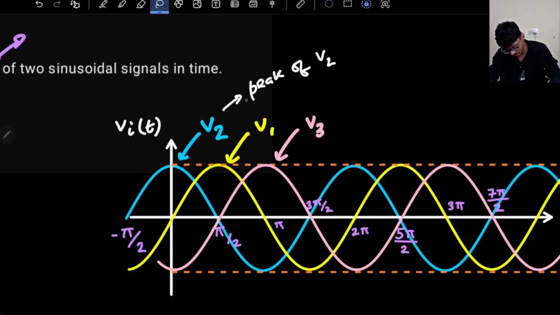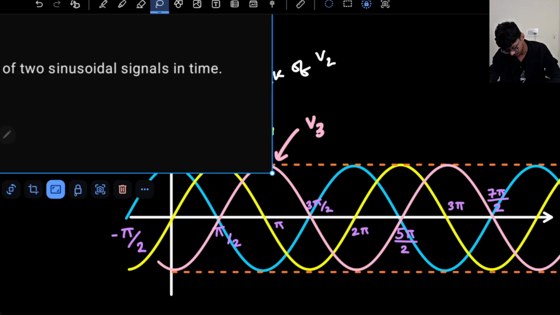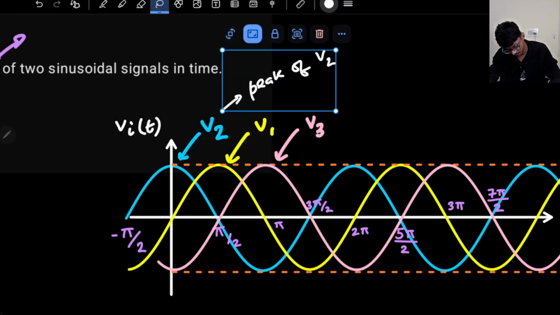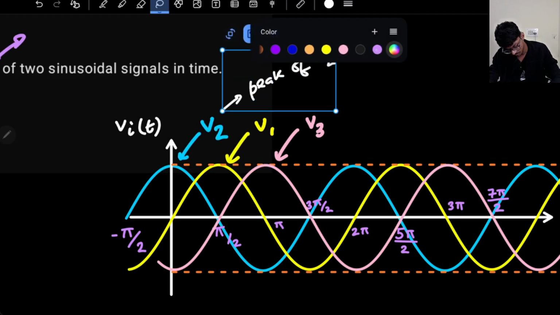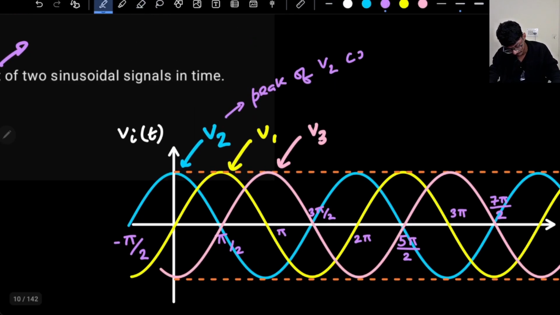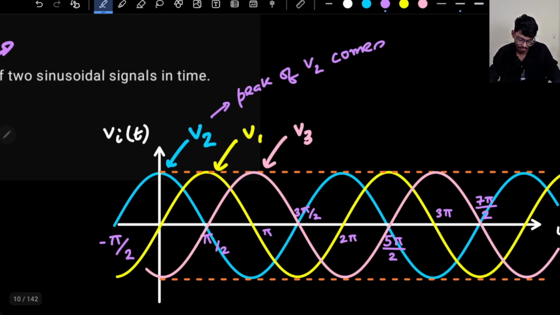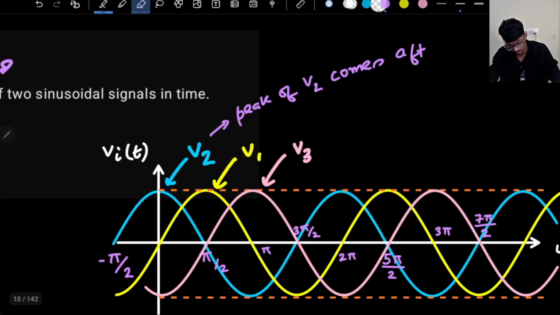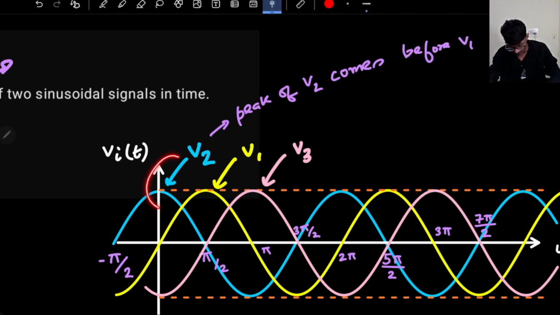comes before V1. Because if you observe, the peak of V2 is happening before V1. Correct? So whatever I am discussing, currently I am taking V1 as reference. So I am discussing it with respect to the reference.